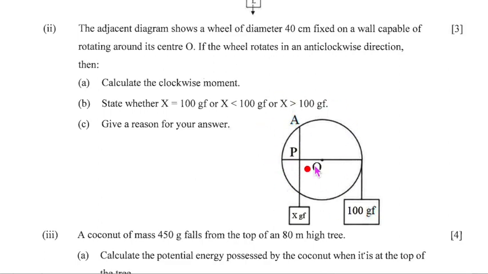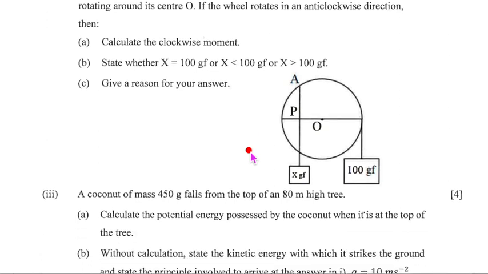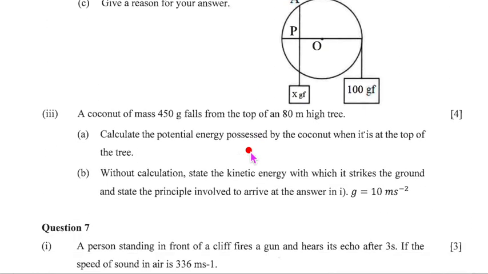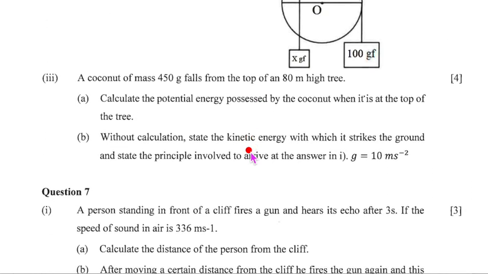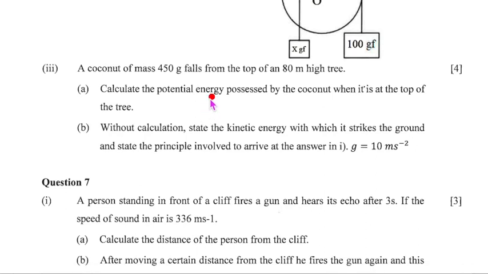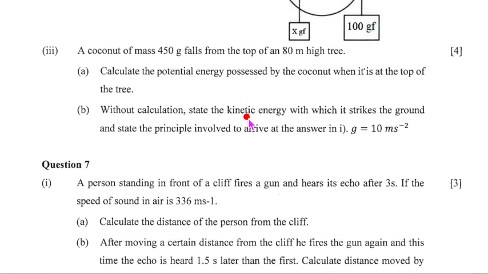Maybe this could be a little doubt for you, but you can come back to it. Let us look at the third one, because this is just reading time. Remember that. Coconut of mass this much falls from an 80-meter high tree. Calculate the potential energy, mgh. You know how it is to be done. Without calculations, kinetic energy is going to be equal to the initial potential energy.